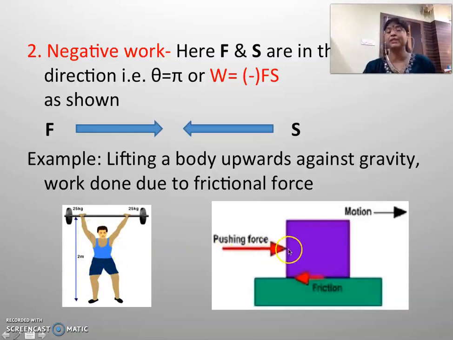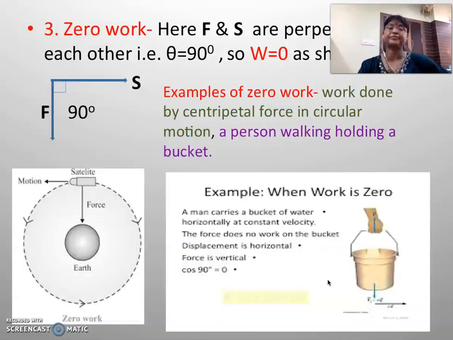In the next figure, consider this block being pushed by a force along this direction, which is the direction of motion. Another kind of force is the frictional force, which acts along the surface of separation of the two media. We know the frictional force always acts in the direction opposite to that of the motion. So the work done against this frictional force is negative work. W is equal to minus Fs.